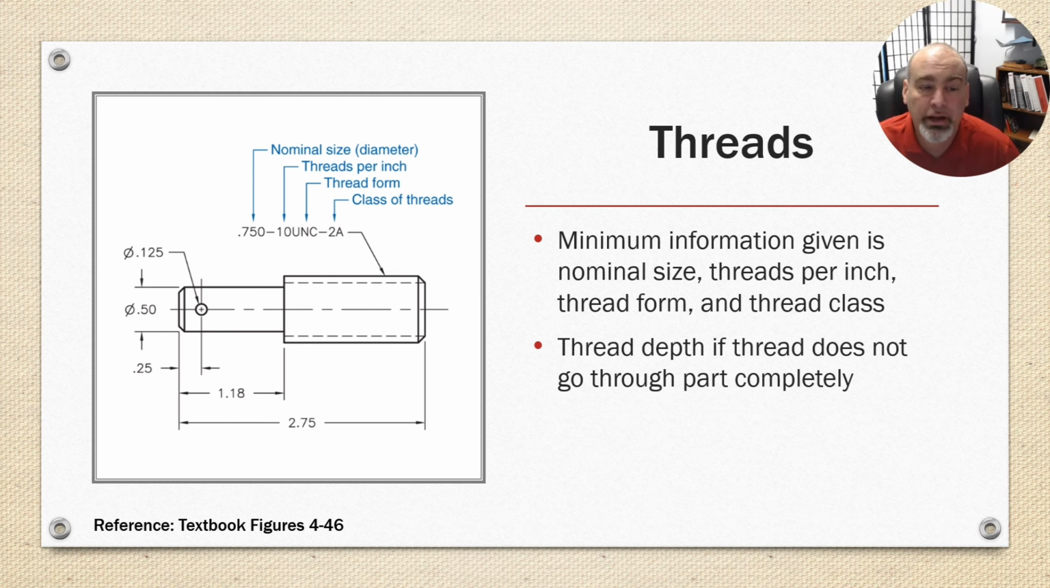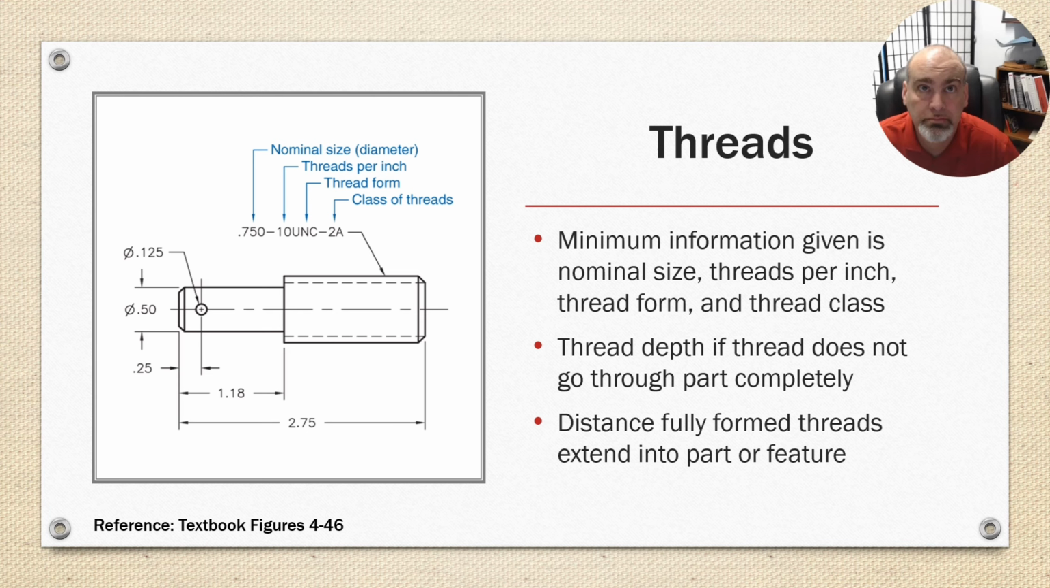Okay, the thread depth, if it does not extend through the part, needs to be called out. And the distance is how far a fully formed thread extends into the part or feature. So you often have a hole that's drilled deeper than the fully formed thread, so you don't break the tool that's going into the hole.